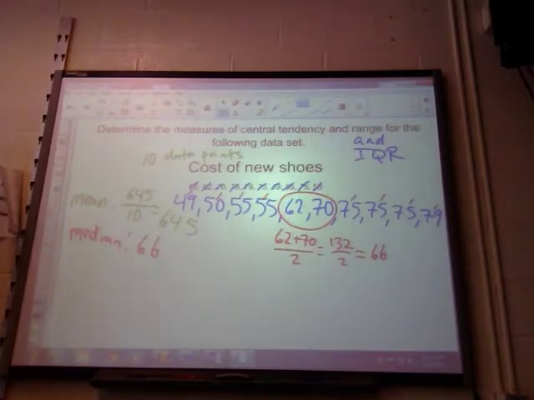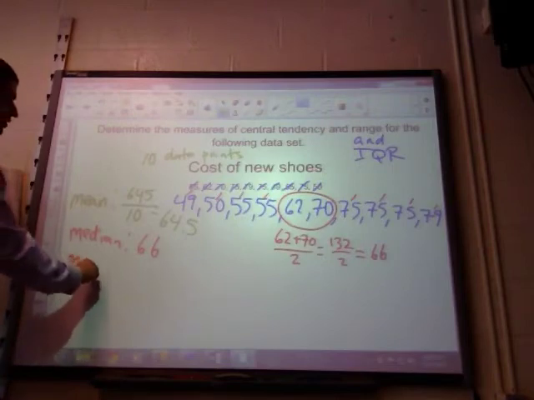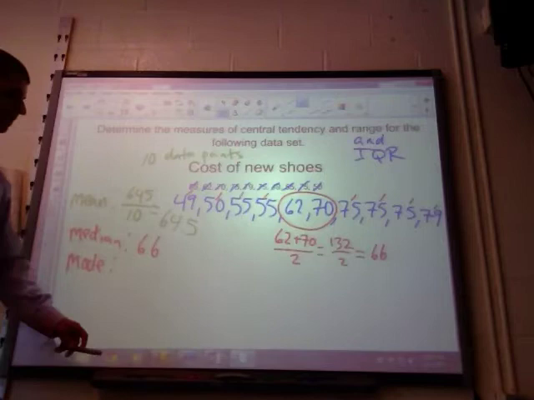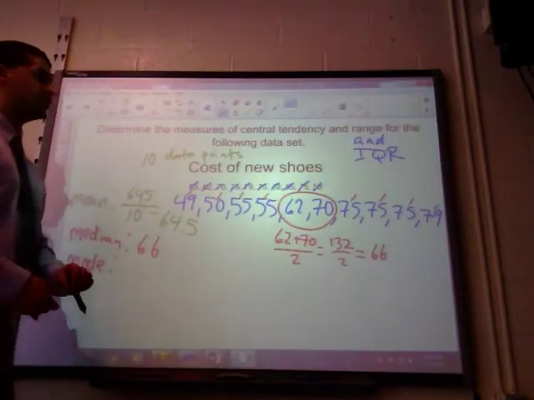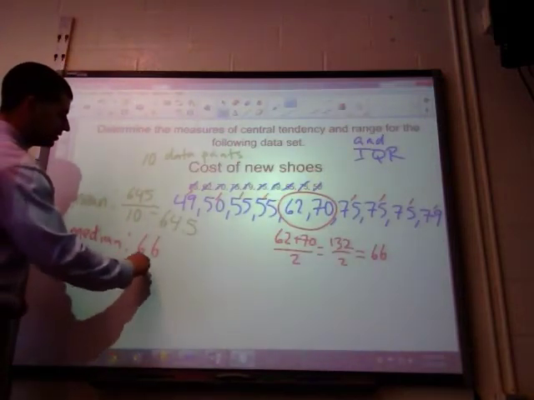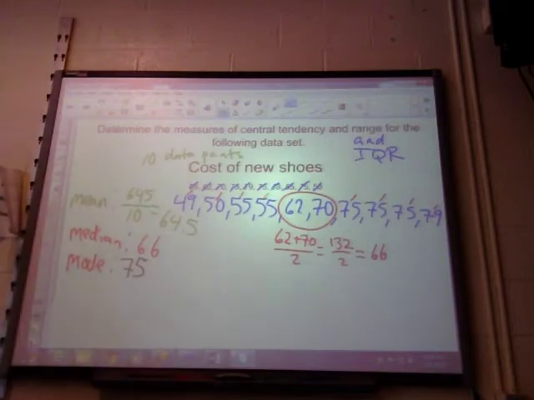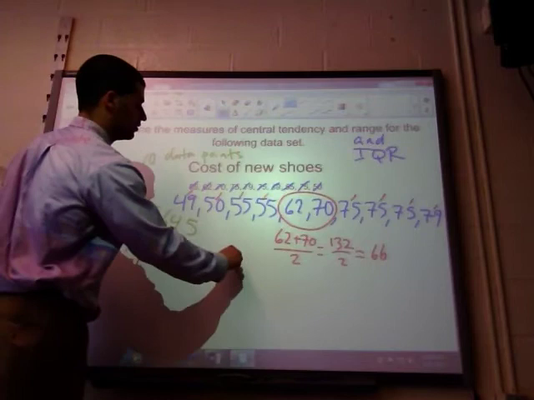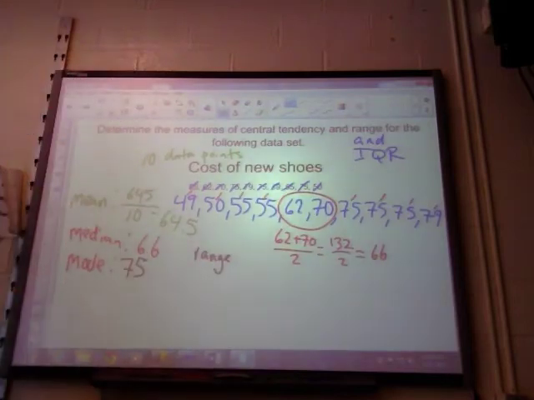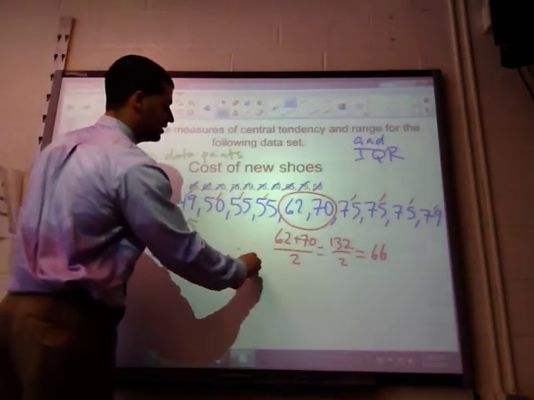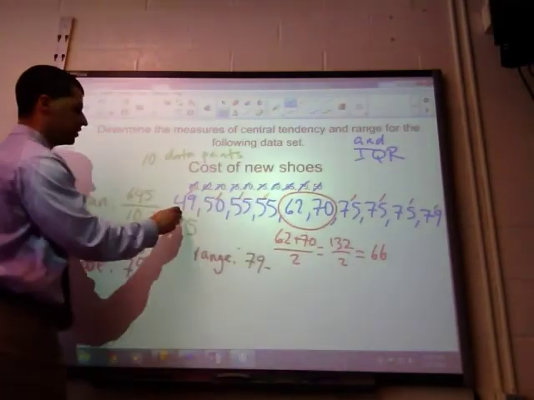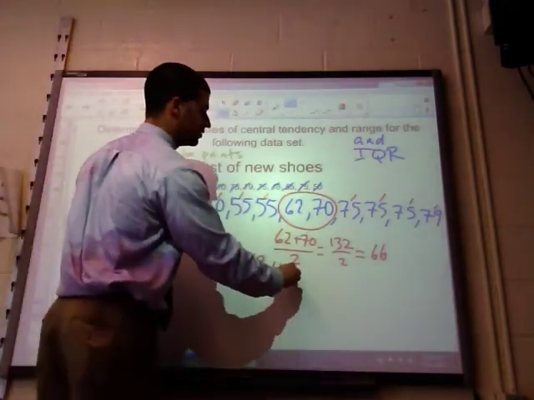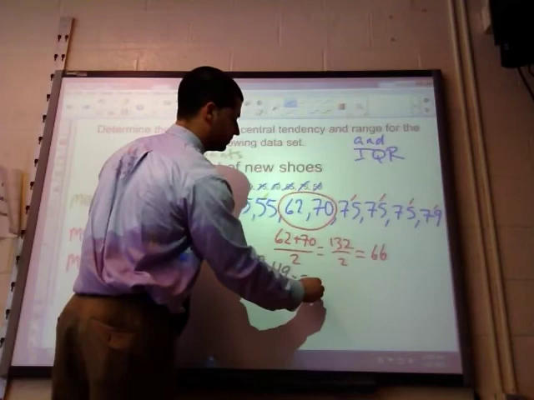All right, so then our mode, which is our most common number. If you look at our data set, we've listed 75 three times, so our mode has got to be 75. It's the most common number. Next one is the range. Range is the largest minus the smallest, so that's got to be 79, which is our biggest number, minus 49, our smallest number, and that's going to give us 30.